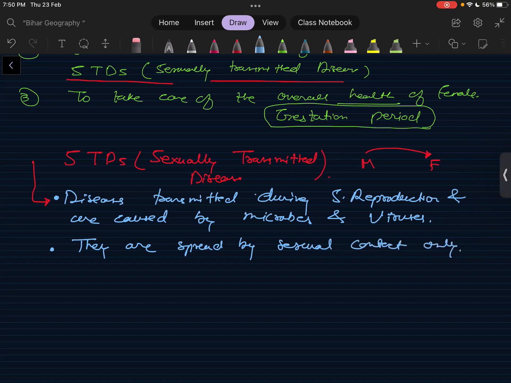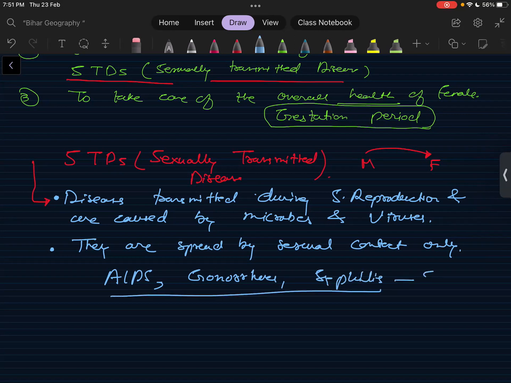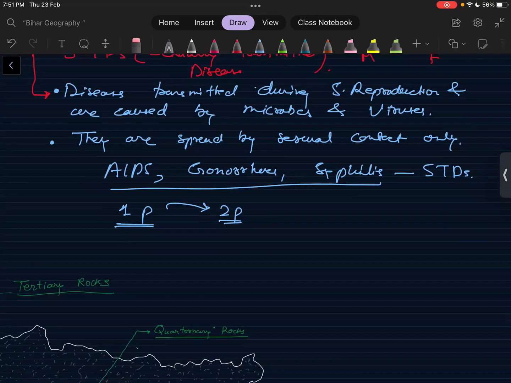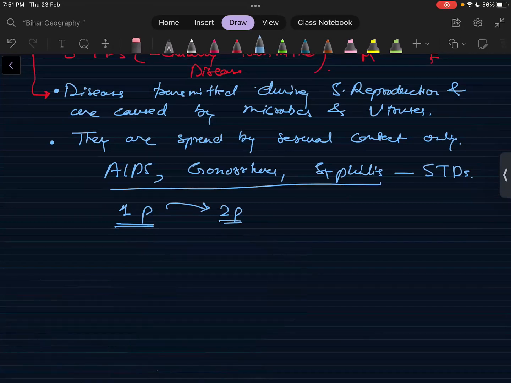Okay. So let's say a person is suffering from AIDS, or gonorrhea, or, let's say, syphilis. These are the sexually transmitted diseases. And they can be transmitted from one partner to another only when they are involved in a sexual relationship. Merely shaking hands or hugging isn't going to transfer the disease from one partner to another.